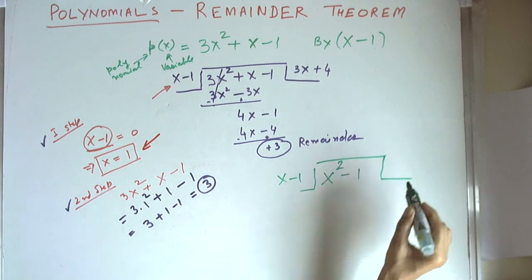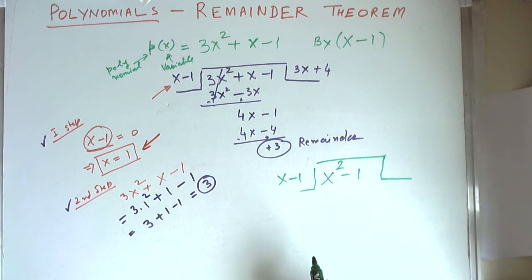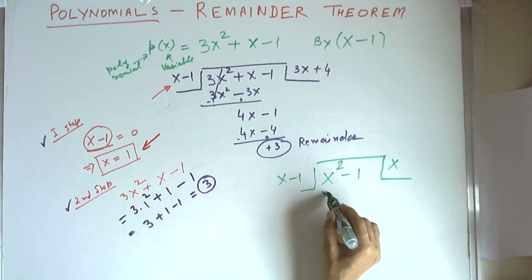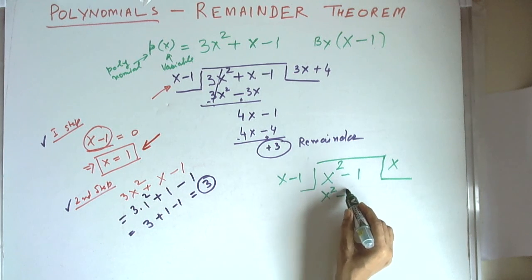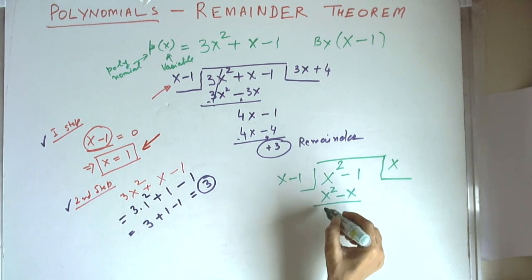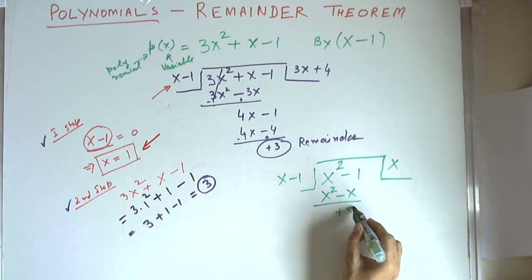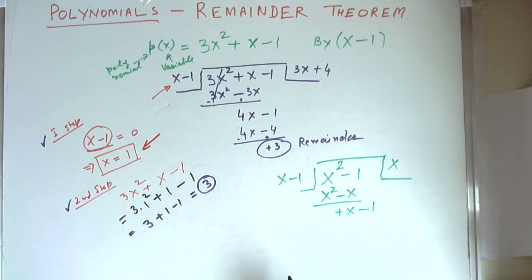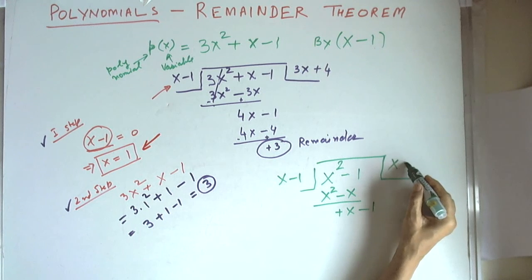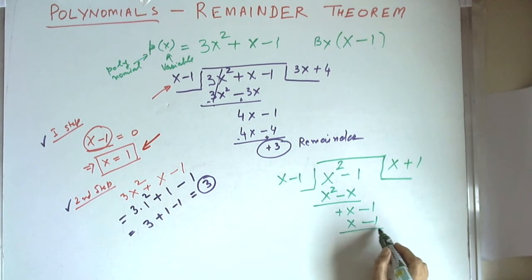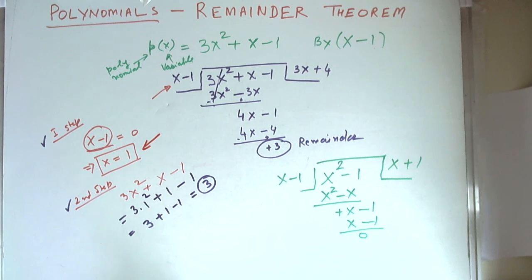So first let us do the long division. We again get x here. So this is x square minus x. Then we again subtract. So x square is gone. So this becomes plus x. And then we take minus 1 down. And then we put 1 here. So this becomes x minus 1. And the remainder is 0.